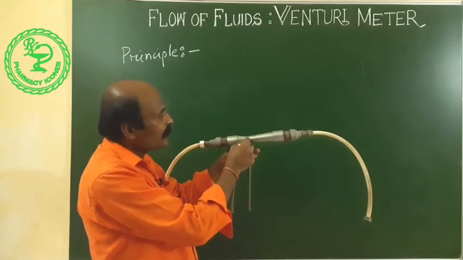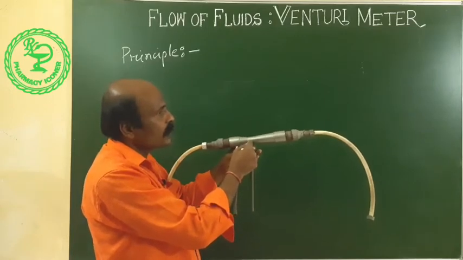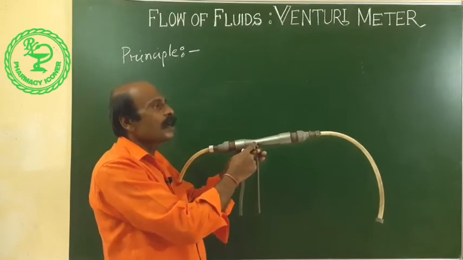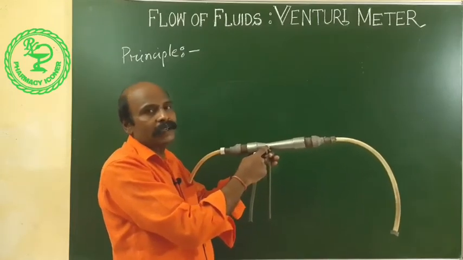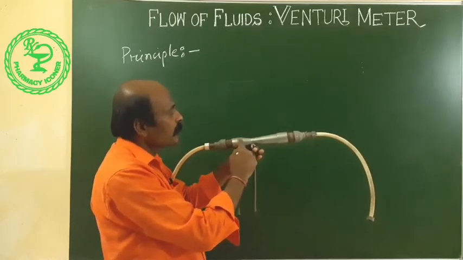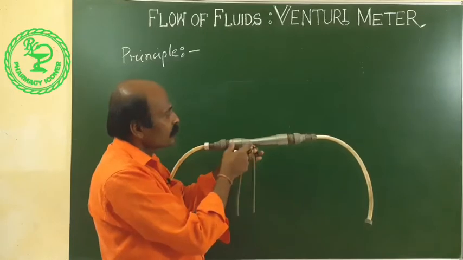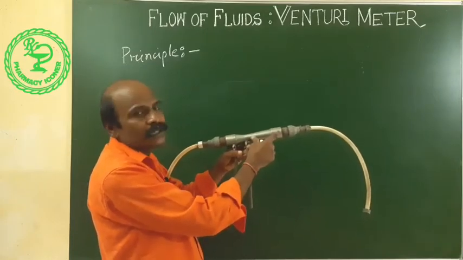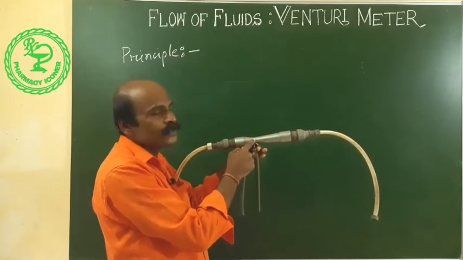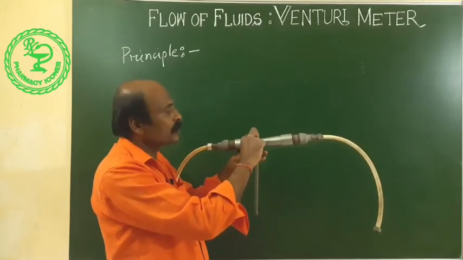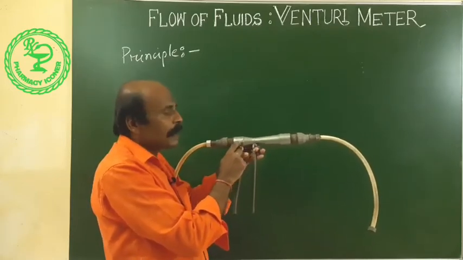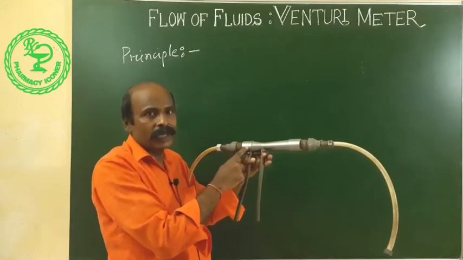Now, as this cross section is less, then the velocity of water will be high. So, the water is flowing from this side to that side. This is the upstream, this is the downstream. When it will cross this throat, the velocity will be high as the cross section area is less. Now, we will apply the Bernoulli theorem here.